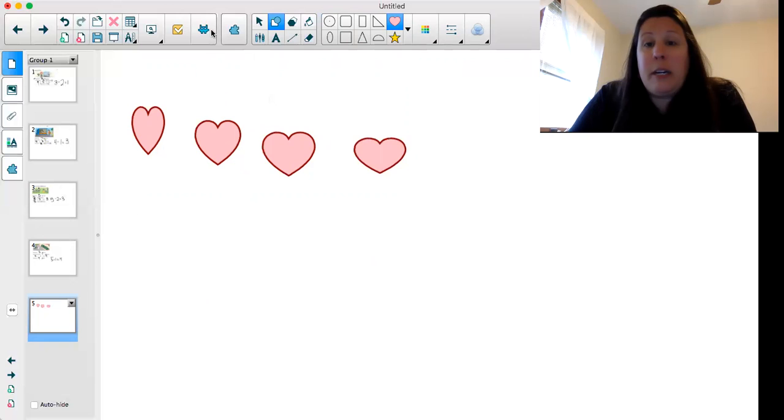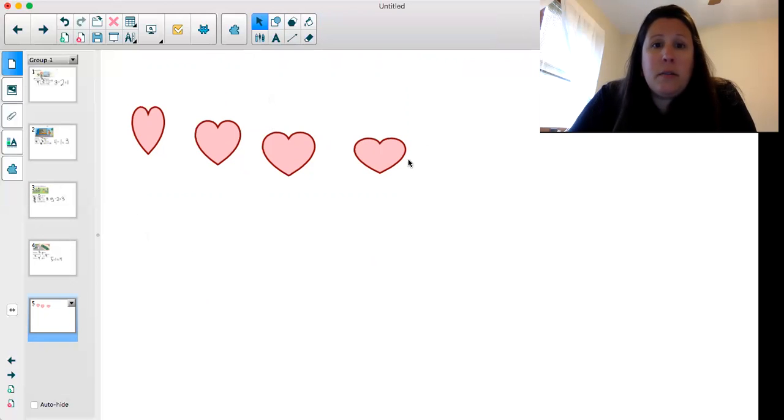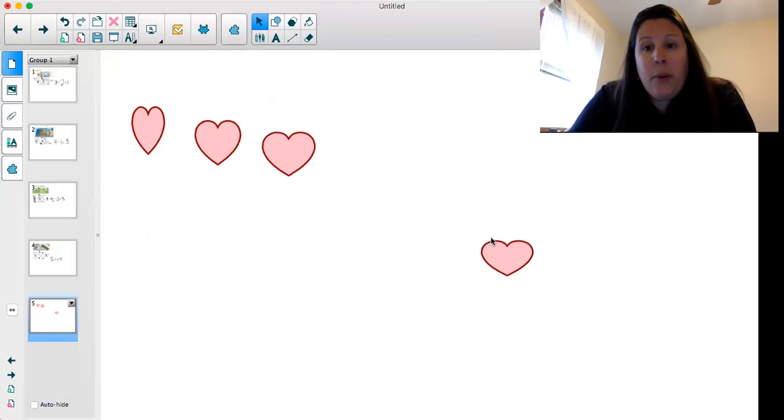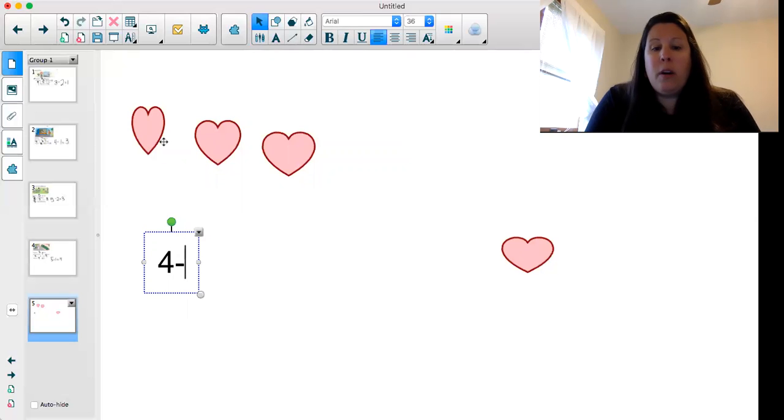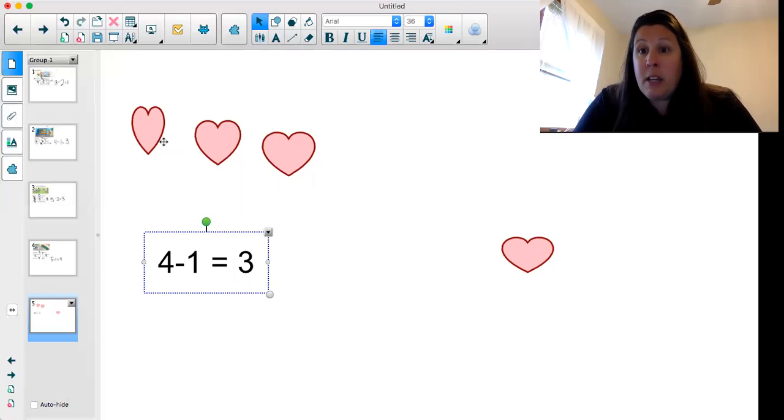Here's my number story. I had 4 hearts. I give 1 to my buddy, Miss Grossback. How many hearts do I have left? I'm going to write my number sentence. 4 minus 1 equals 3. Is that something that you can do? It's a challenge for today. If you're up for it, go into Seesaw and create your own math subtraction story.